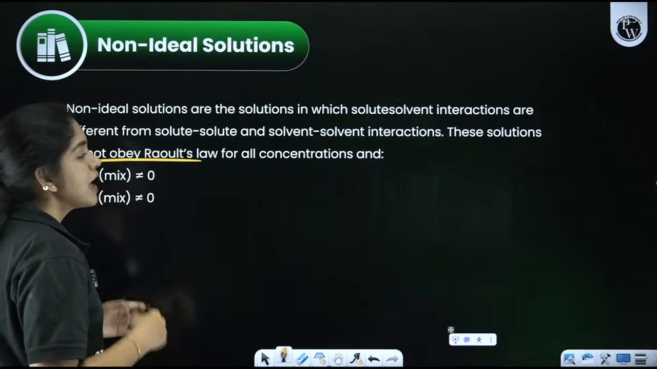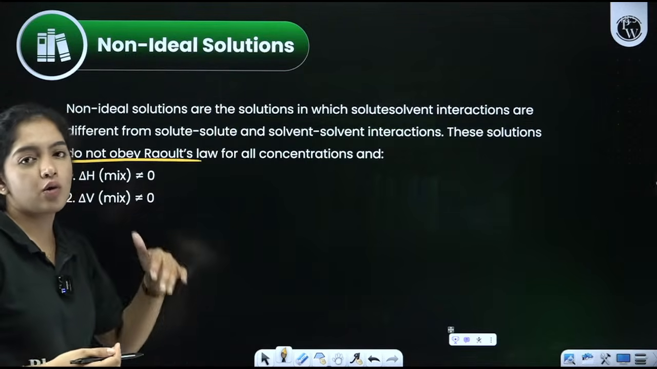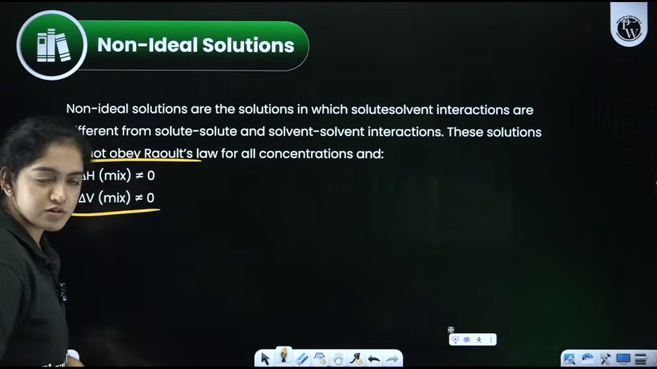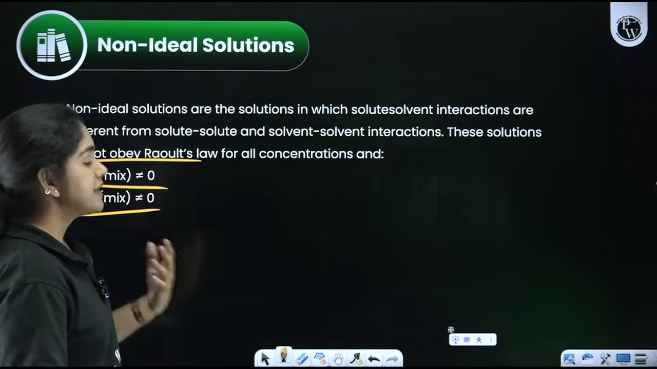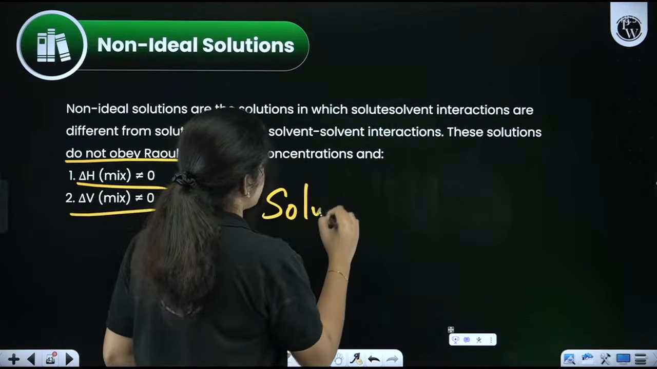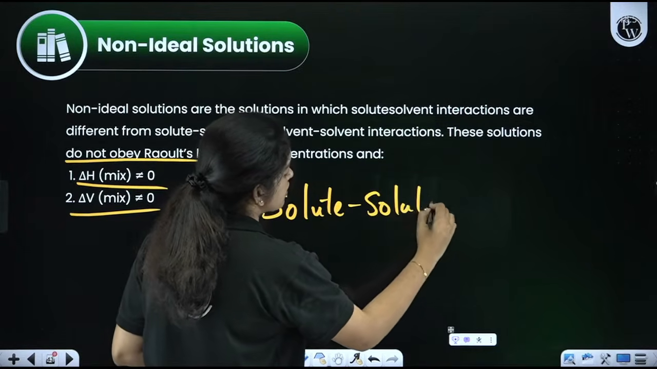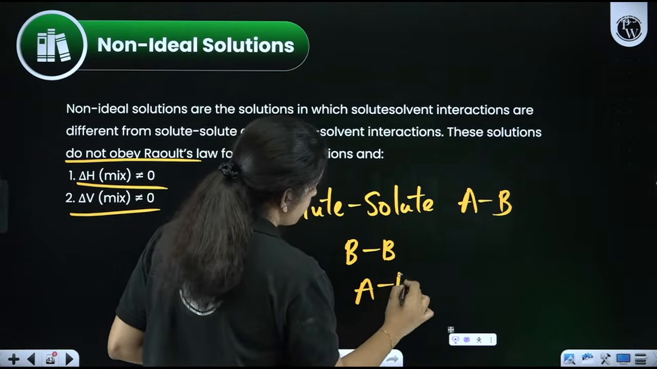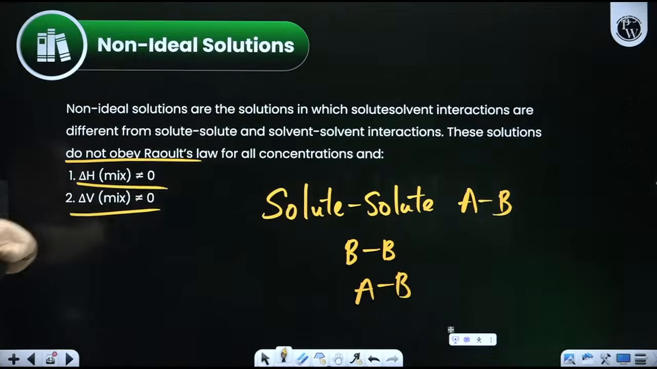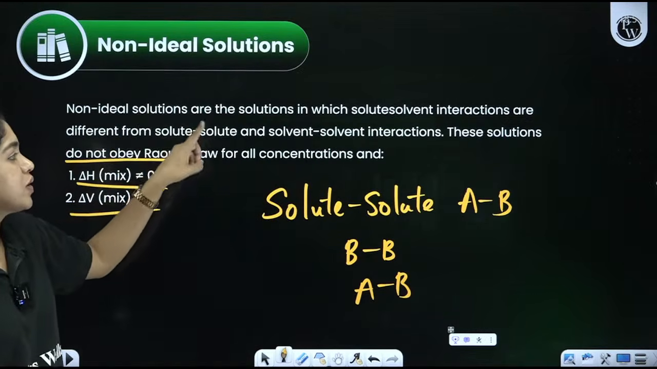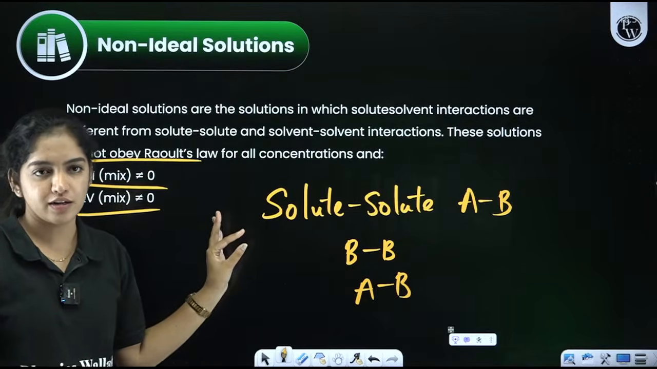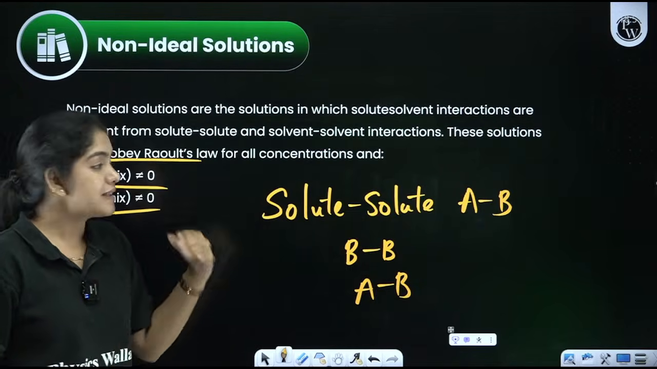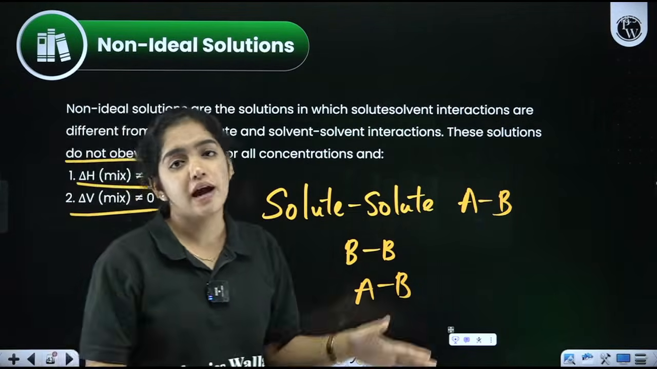While mixing, the volume can be high or low, and the enthalpy can be positive or negative. There will be a difference. So delta V mix is not equal to 0, and delta H mix is not equal to 0. That means the solute-solute interaction, AA, then BB interaction, and AB interaction will all be different. The solute-solvent interactions are different from solute-solute and solvent-solvent interactions. They won't be equal like in the ideal solution.